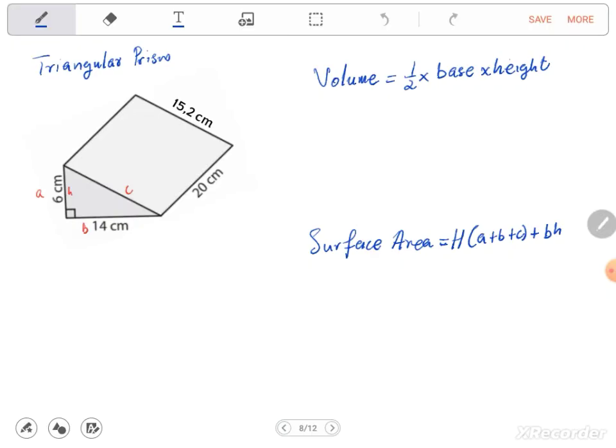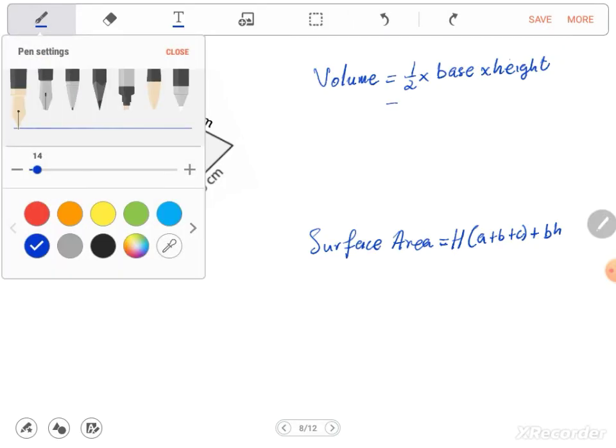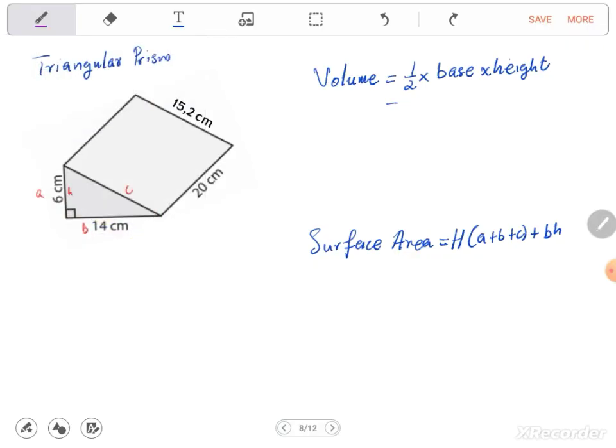So we have a triangular prism. With a triangular prism, the volume will be, let me use a different color here, equal to half base. The base is 14 centimeters multiplied by the height, which will be 6 centimeters, multiplied by this height here. Remember, this is the height of the base of the triangle, and this one is the height of the triangular prism, so it will be multiplied by 20 centimeters here.